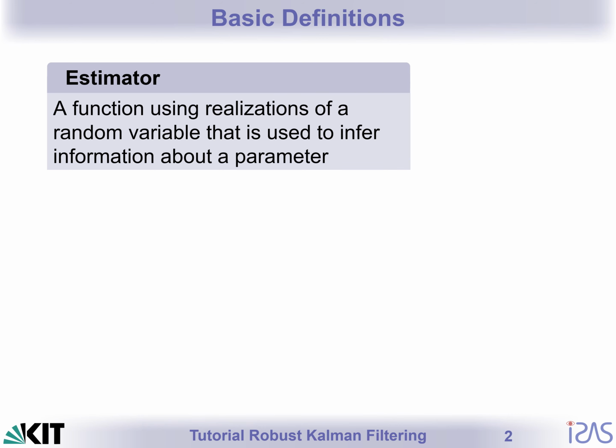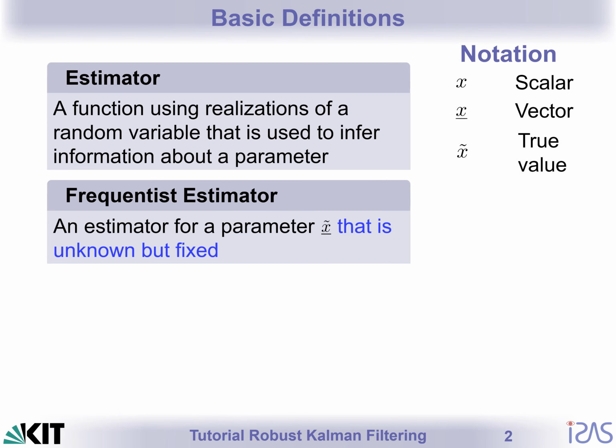An estimator is, roughly speaking, a function that uses the realization of random variables, and we use it to infer some information about a certain parameter that is of relevance to us. Then there are two viewpoints, generally, even more than just an estimation, and that's the frequentist and the Bayesian point of view. We'll just limit ourselves to what is really essential for this talk. And so a frequentist estimator is an estimator of a parameter that is unknown but fixed. There is one value that we do not know, but it does not change for our experiment.